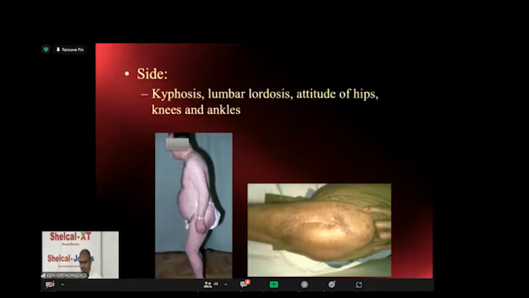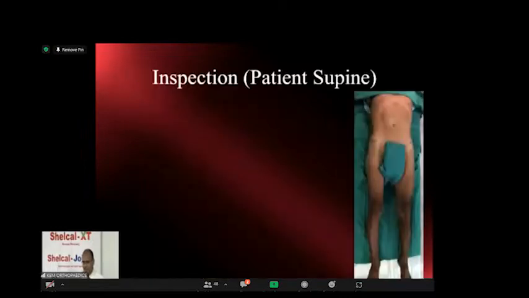From the side, you can know if there is a flexion deformity of the knee or flexion deformity of the hip. Are there any scars? What incision has been taken? Sometimes they may ask you what type of incision this is, and what surgery might have been done, what you guess. So, kyphosis, lumbar lordosis, and attitude of the hips, knees and ankles, you see.